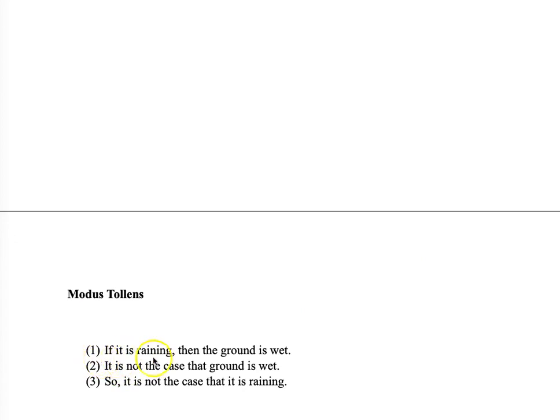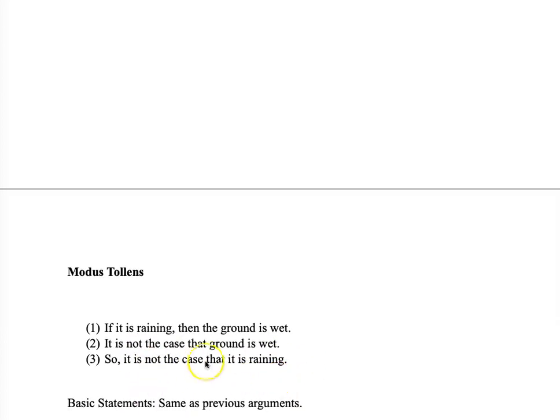First premise, if it's raining, then the ground is wet. Second premise, it's not the case that the ground is wet. Conclusion, so it's not the case that it's raining. So we look at the basic statements, same as the previous argument. It's raining is one basic statement, appears here and here. The ground is wet is the other, appears here and here.